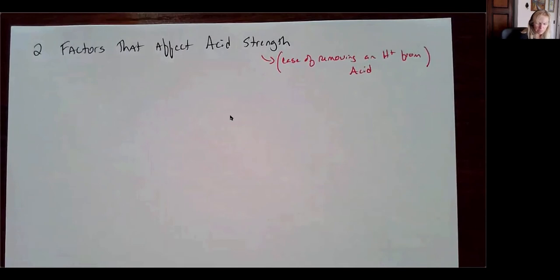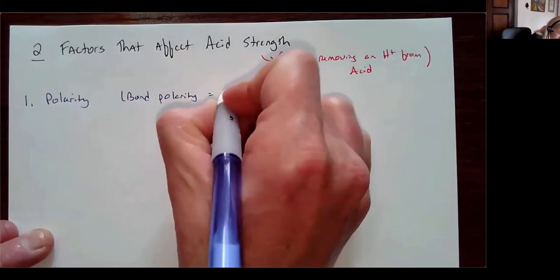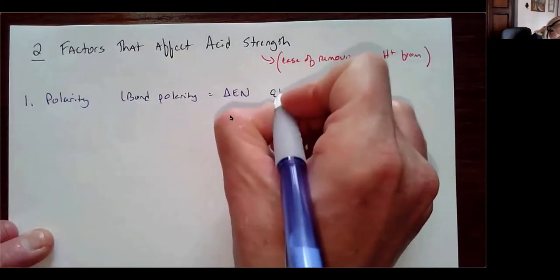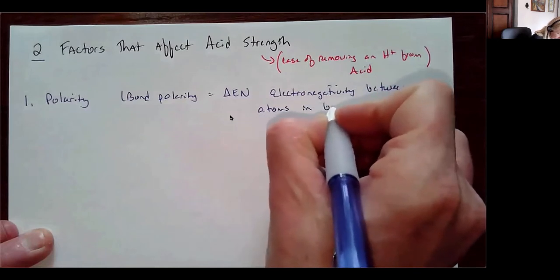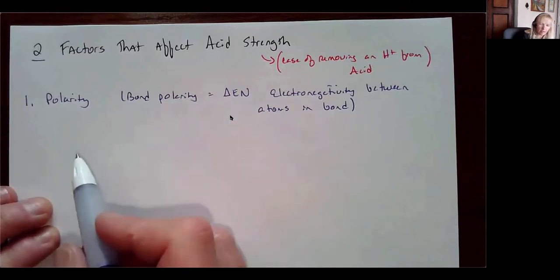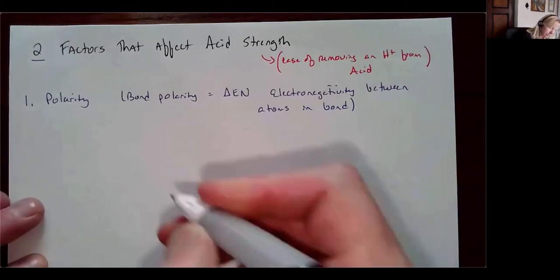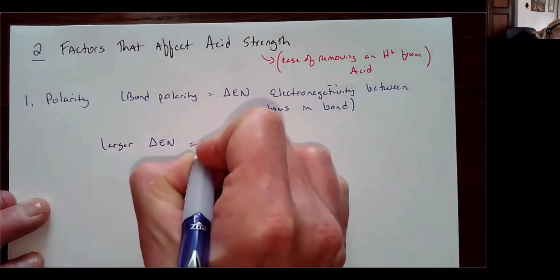The first one is polarity. So our first factor of the two is bond polarity. This is your difference in electronegativity between the atoms in the bond. If you remember, if I have a large difference in electronegativity, I have a polar covalent bond. If you remember back to 150, we had our table, and you could look up electronegativity values in that table, compare the two atoms involved in that bond, and look at the difference in electronegativity. So the larger the difference in electronegativity, the more polar the bond.